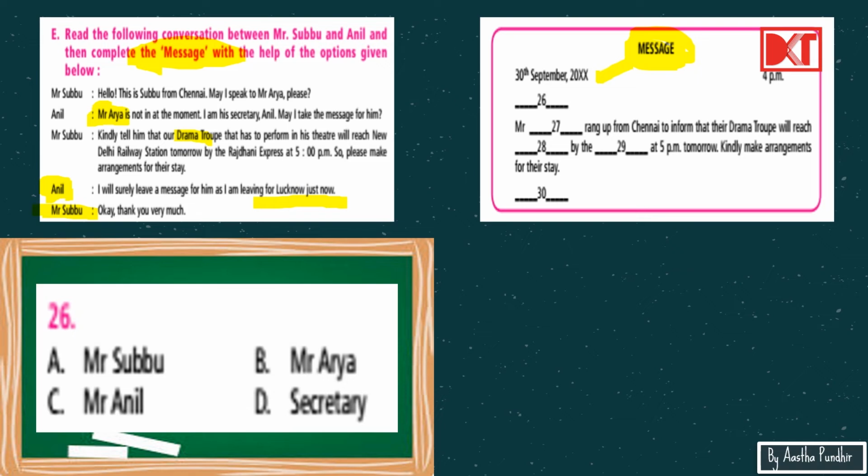So let's see. It starts off. Here we have message, date and time. Then here what do we write? Here we write the person who is going to be receiving the letter, right? And who is going to be receiving the letter? Mr. Arya. So Mr. Subbu, Mr. Arya, Mr. Anil are secretary. B, Mr. Arya.